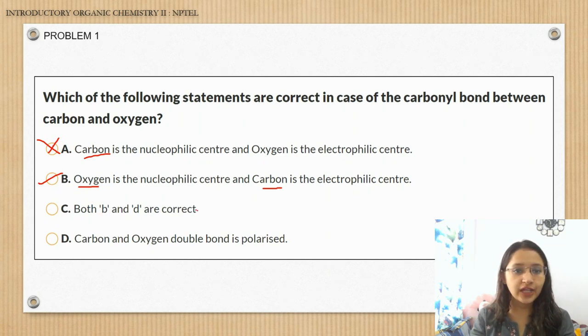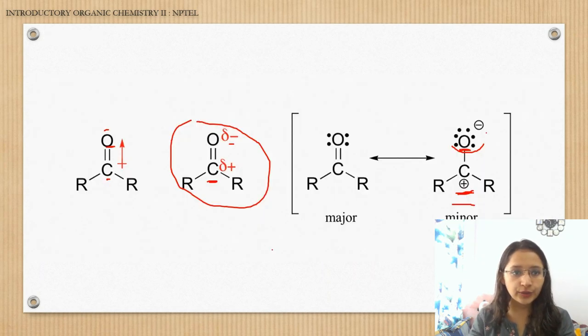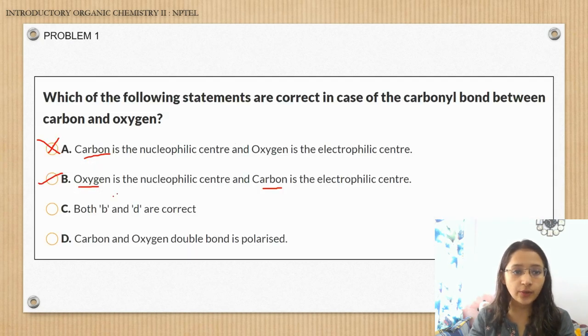So we have to look at option D. The carbon and oxygen double bond is polarized. I have told you that due to the electronegativity difference, the dipole moment is in the direction of oxygen, and due to this difference the bond is getting polarized. So we can write it as a partial positive and a partial negative charge. So option D is also correct, that the carbon and oxygen double bond is polarized.